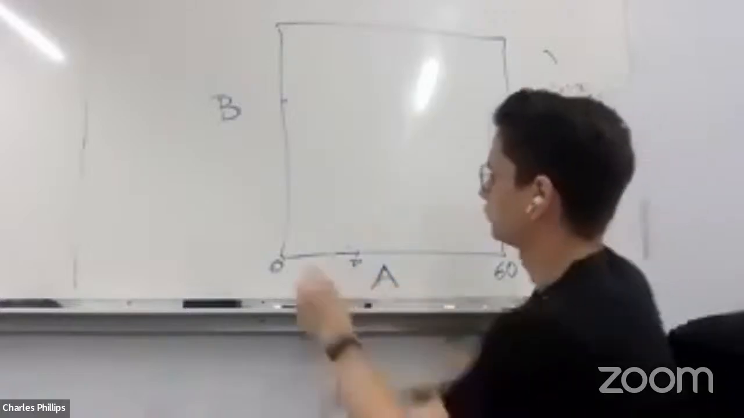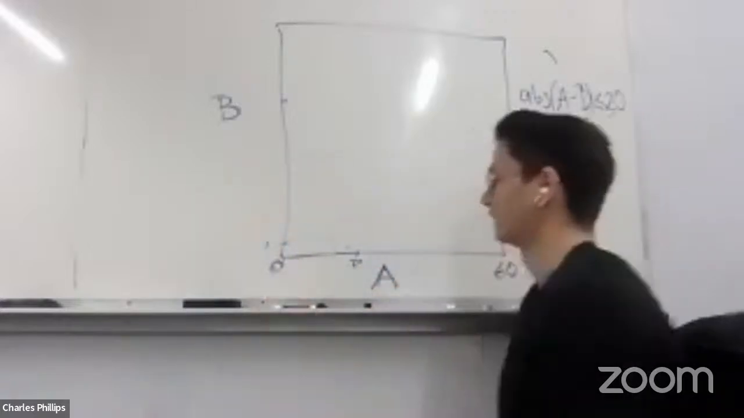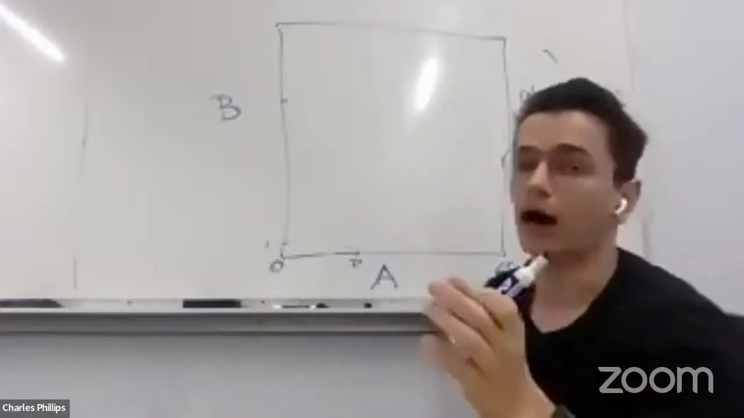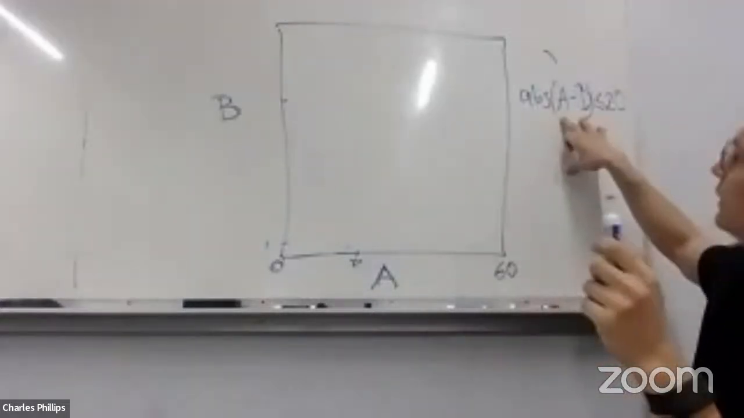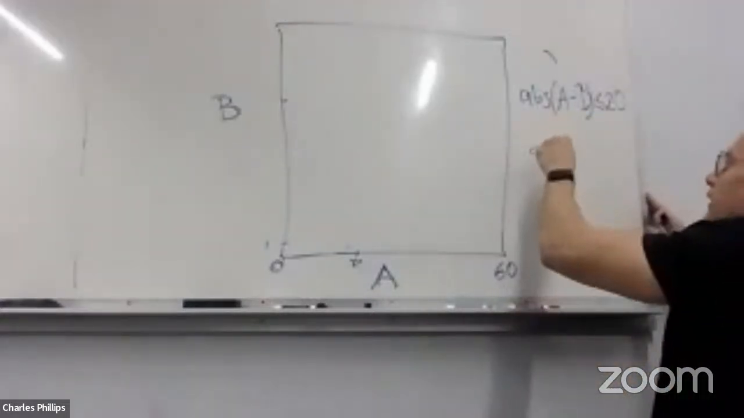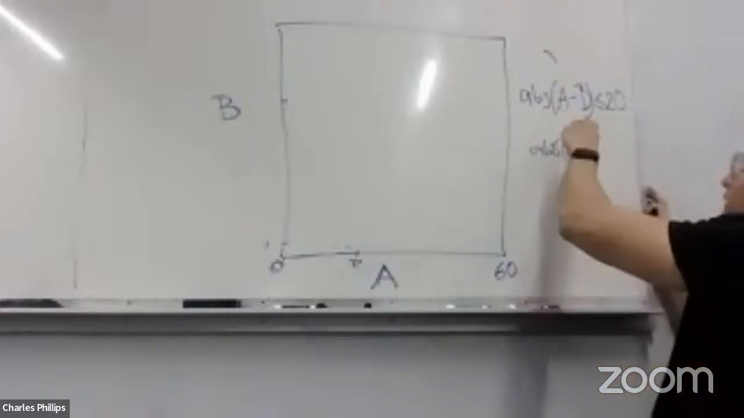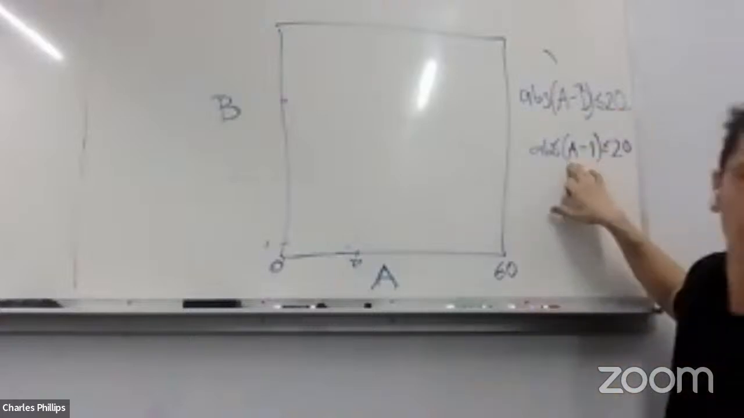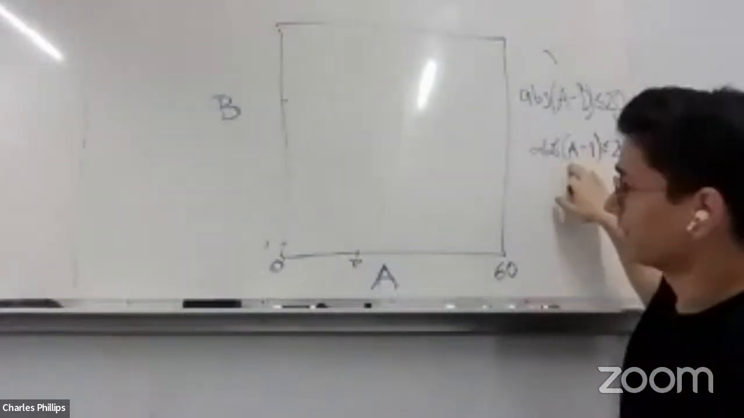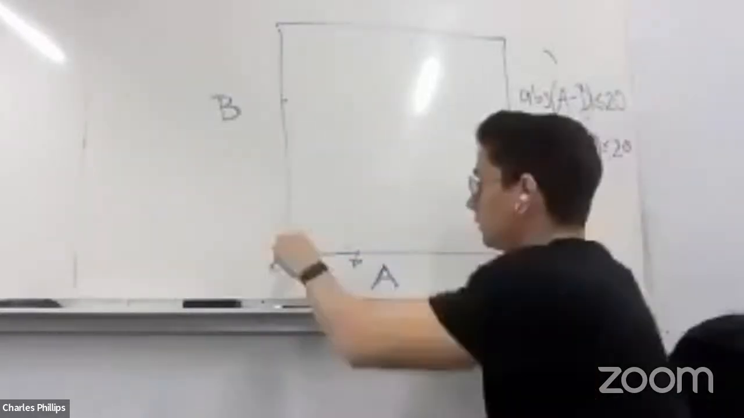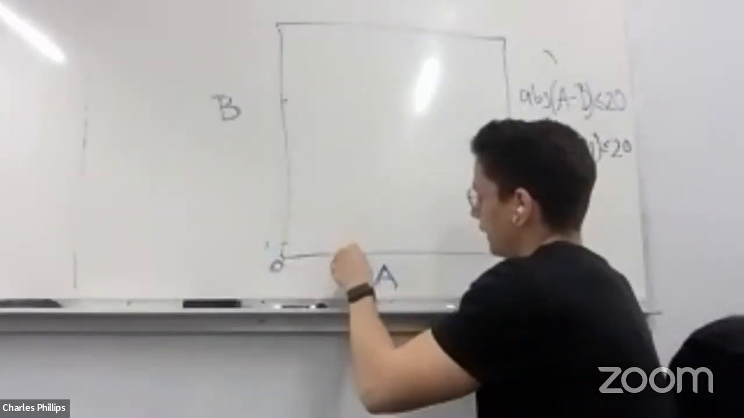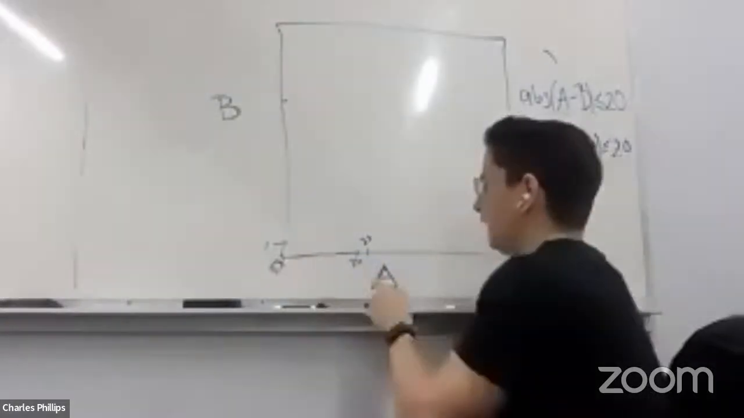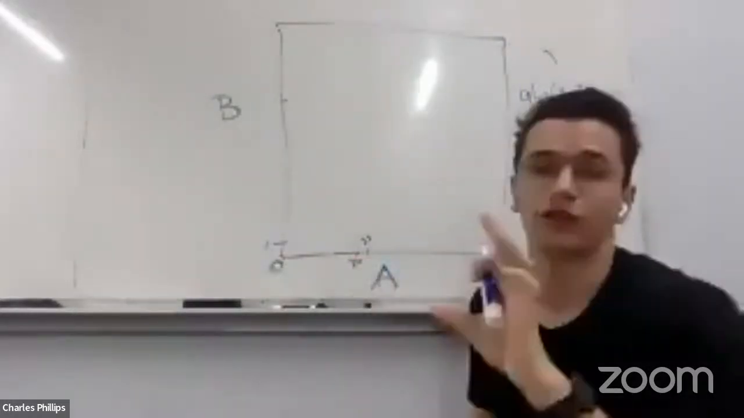Now what if Bob shows up at the 1st minute? Then what time window does Alice have to meet Bob? What values of A make A minus 1 less than or equal to 20? What values does this inequality hold for? That's anywhere from 0 to 21, right? So if Bob shows up at 1, Alice can show up anywhere from 0 to 21, and we know they'll intersect.